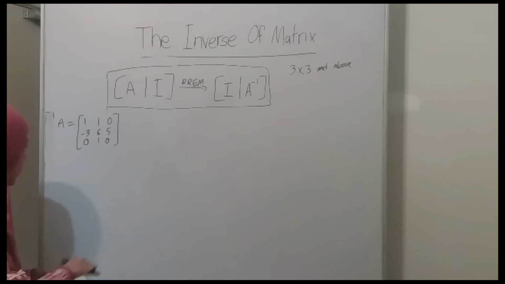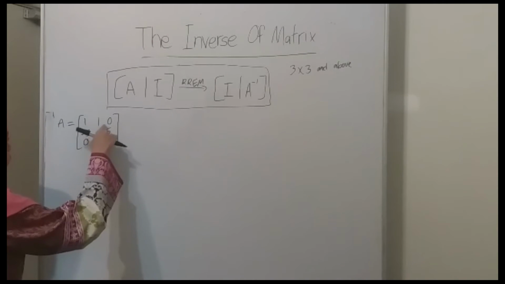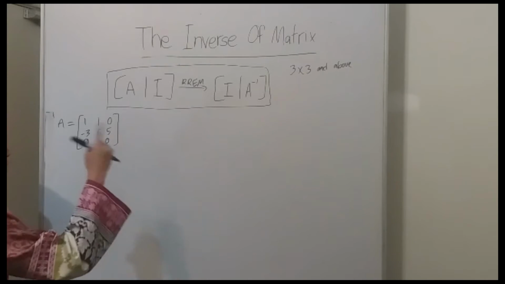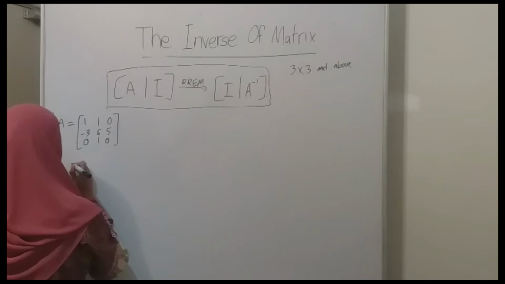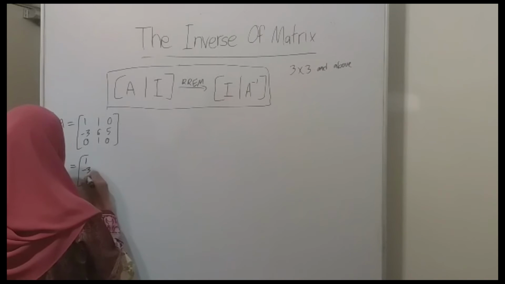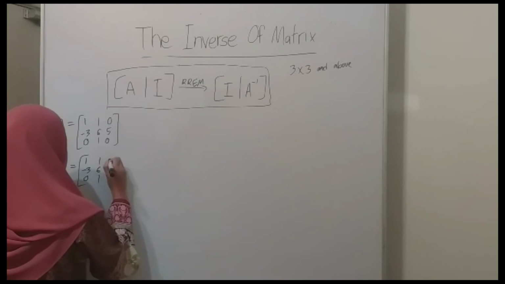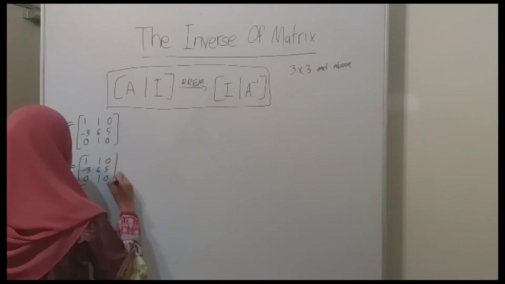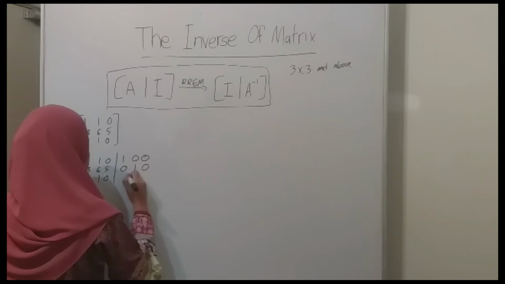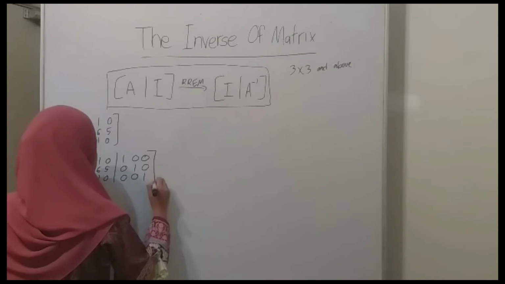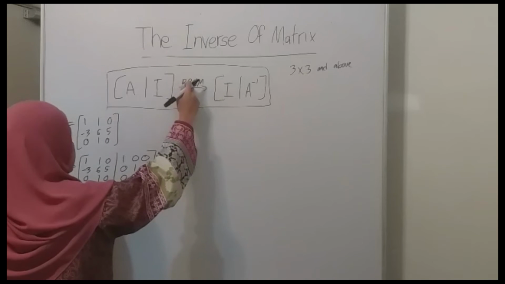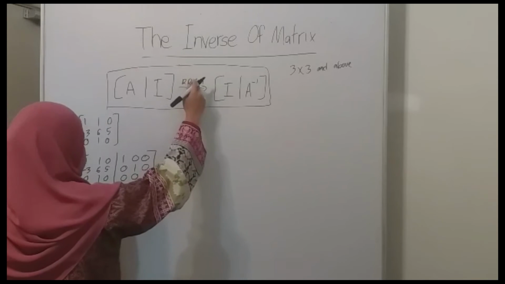This is the matrix of A. It's 1, 1, 0, negative 3, 6, 5, 0, 1, 0. And then we write it in the form of this one. So 1, negative 3, 0, 1, 6, 1, 0, 5, 0, straight line. And then 1, 0, 0, 0, 1, 0, 0, 0, 1. And then we start to go to reduce row echelon form.